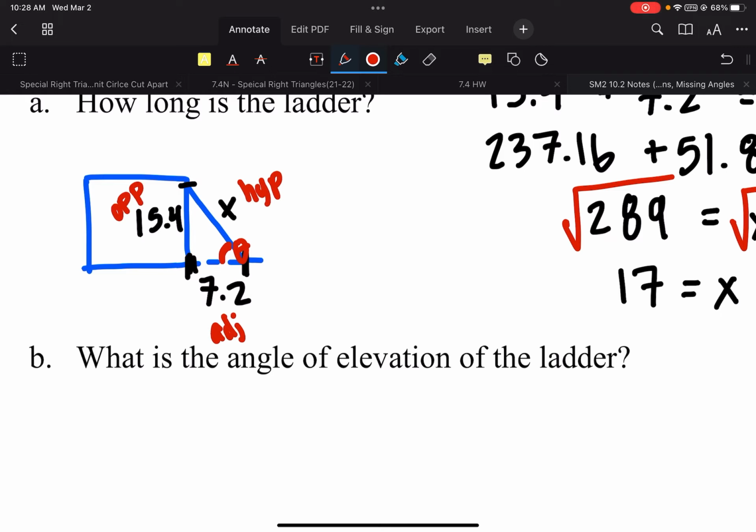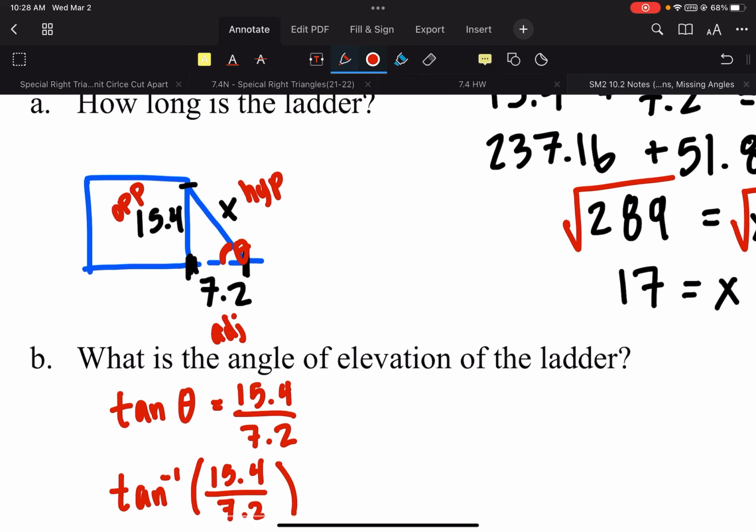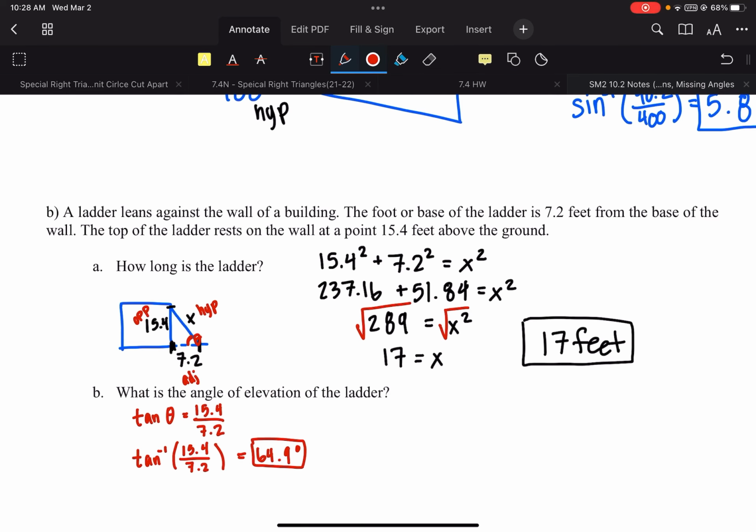I have the opposite and the adjacent, so I'm going to use the tangent. So the tangent of theta is equal to the opposite over the adjacent. So then the inverse tangent of the opposite over the adjacent is going to be my angle of elevation. And that is 64.9 degrees. So 64.9 degrees is the angle of elevation of the ladder.